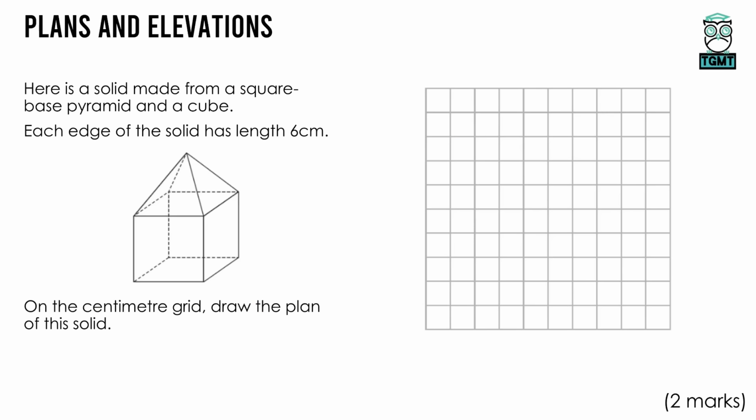Okay, and onto a plan and elevation. It says here is a solid made from a square base pyramid and a cube. Each edge of the solid has length 6 centimetres. So looking at the cube, that means this is 6, this is 6, we've got 6s everywhere. It says on the centimetre grid, draw the plan of the solid. Now the plan is from above.